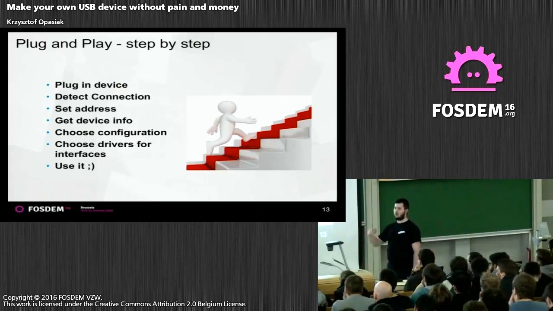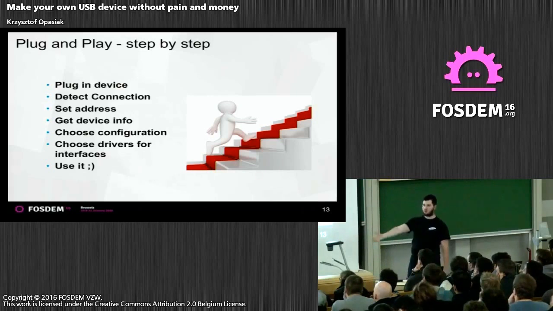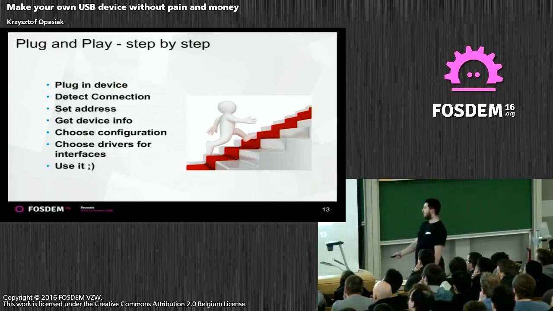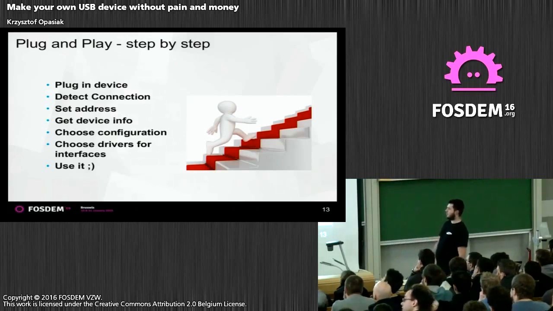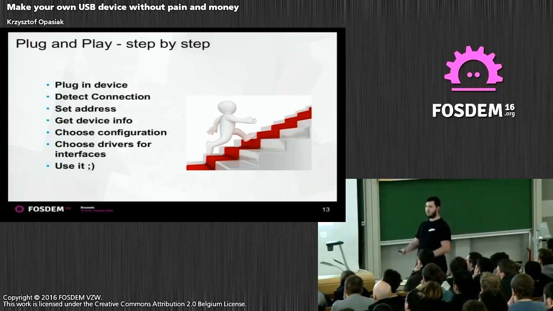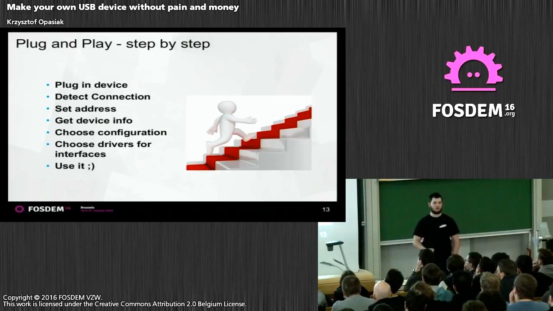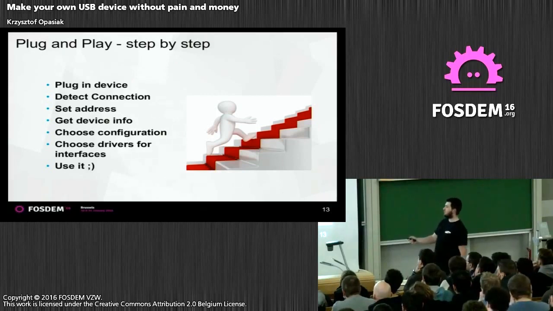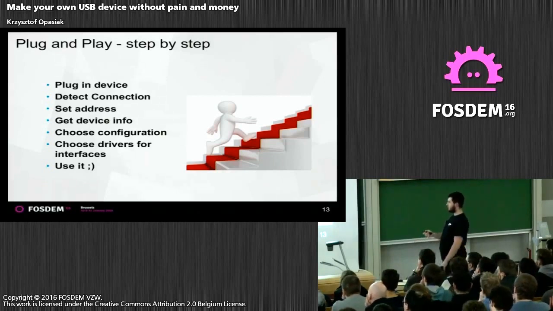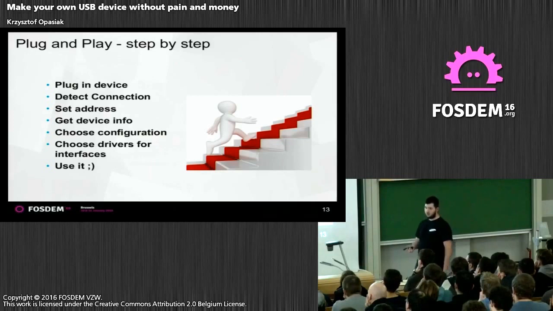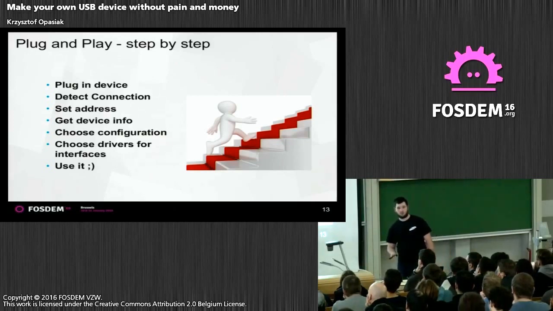Then we are asking the device to get the information. What do you have? What is your name? What do you offer? What could you give me? Then, when we have all the information, the host needs to choose the configuration. So a device may have multiple of them, and the host chooses which one should be active now. When the device is active, we have to choose the driver for the interfaces. Choose the driver for the interfaces, not for the device?